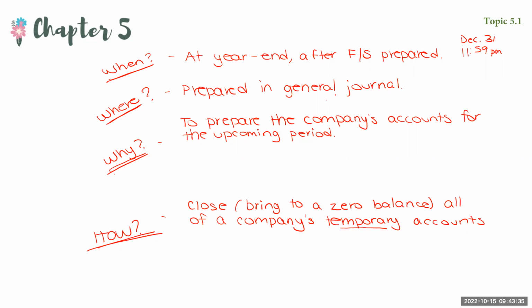They're prepared in the company's general journal with all the other journal entries. They're prepared in order to ready the company's accounts for the next year. And we have to zero out all temporary accounts.